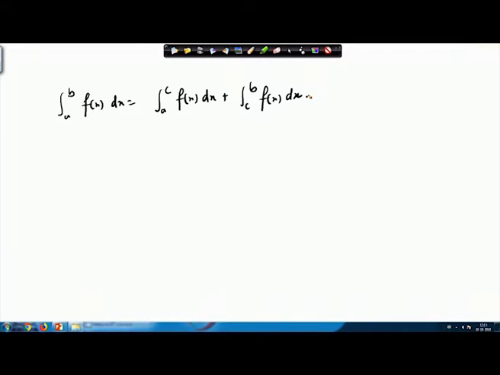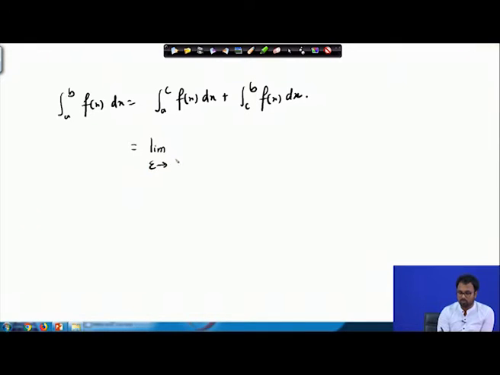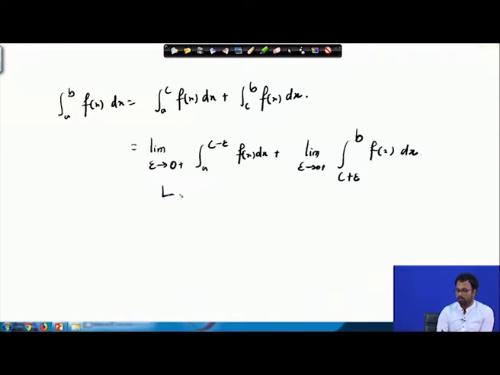So here also at the point of discontinuity, we can break the integral, and now here I can write limit epsilon goes to 0 plus of the integral a to c minus epsilon f(x) dx, and here I can write limit delta goes to 0 plus of the integral c plus delta to b f(x) dx. And if both of these two limits exist, then in that case that will give us the value of the integral.